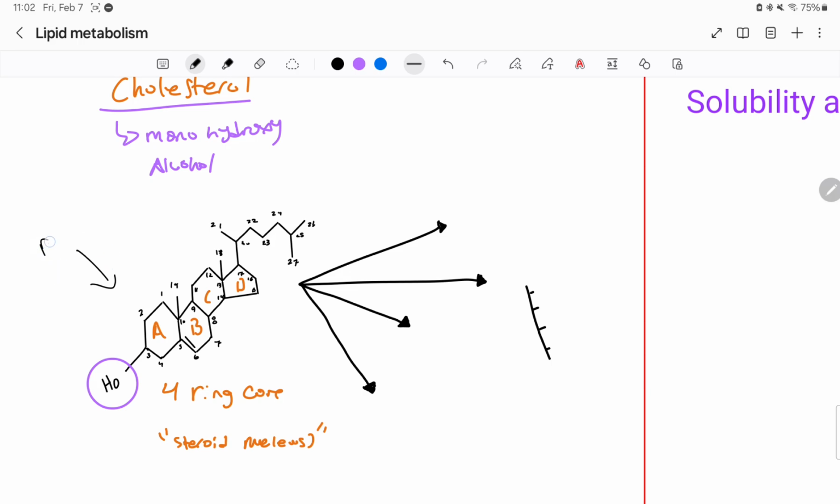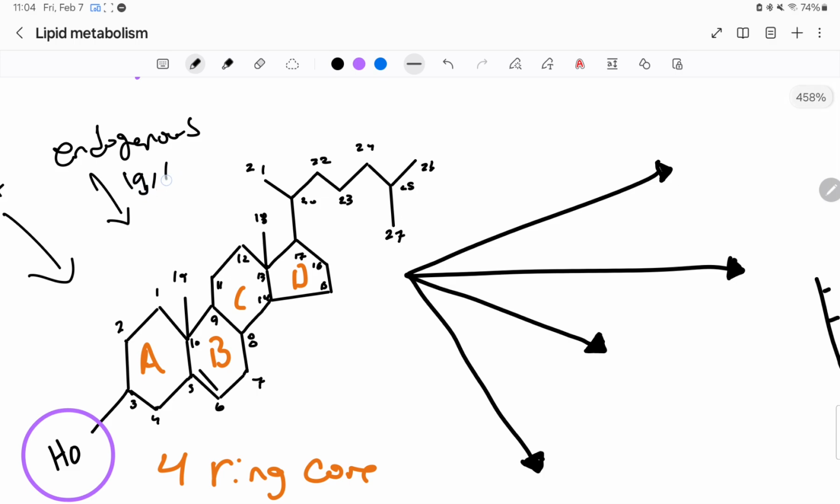So you can either get it from your diet, or you can make it endogenously, okay? And I'm telling you right now, the cholesterol you make yourself endogenously is actually going to be much higher than the dietary cholesterol that you're consuming, at least for the majority of people. In fact, the endogenous cholesterol that you make is about 1 gram per day.